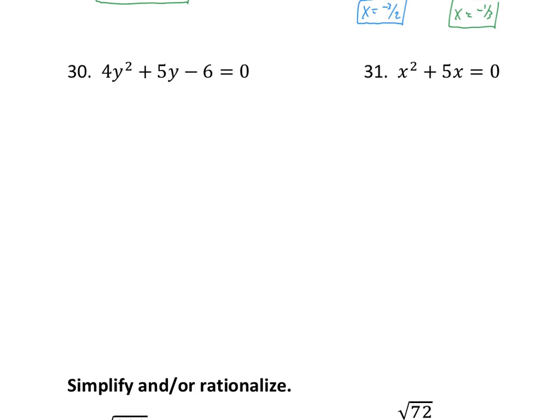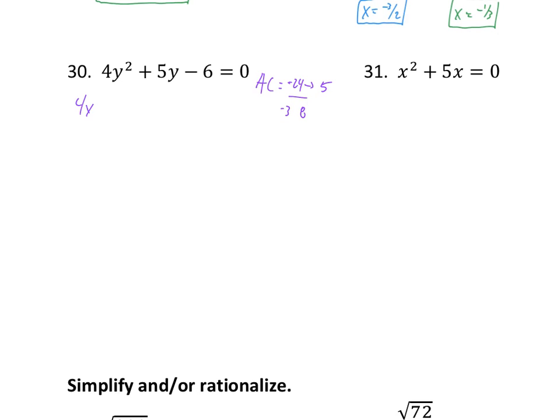Alright, this time it is set equal to 0, so again look for common factors. I don't have any, so I'm going to go straight to AC. So A times C is negative 24. We need factors of negative 24 that add to 5, which would be 3 and 8. 8 minus 3 gives me 5, so I need my negative 3 and positive 8.